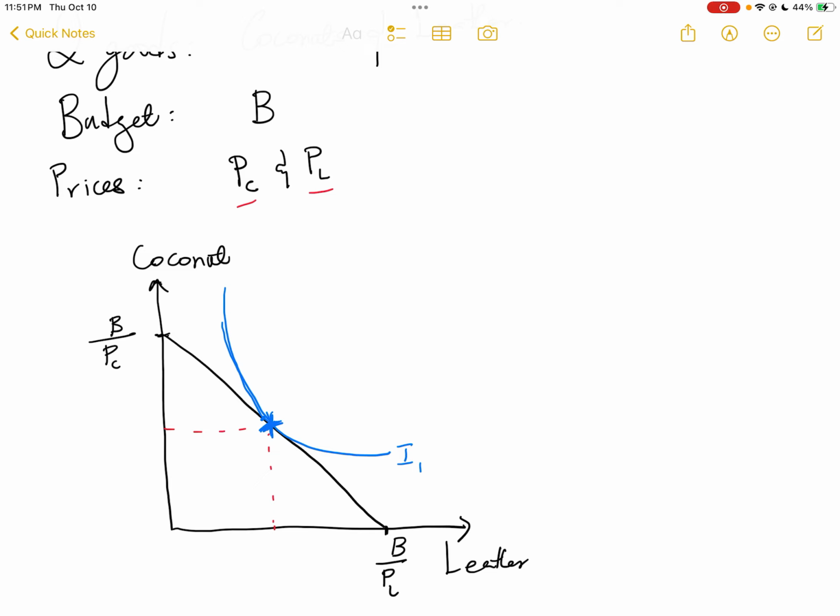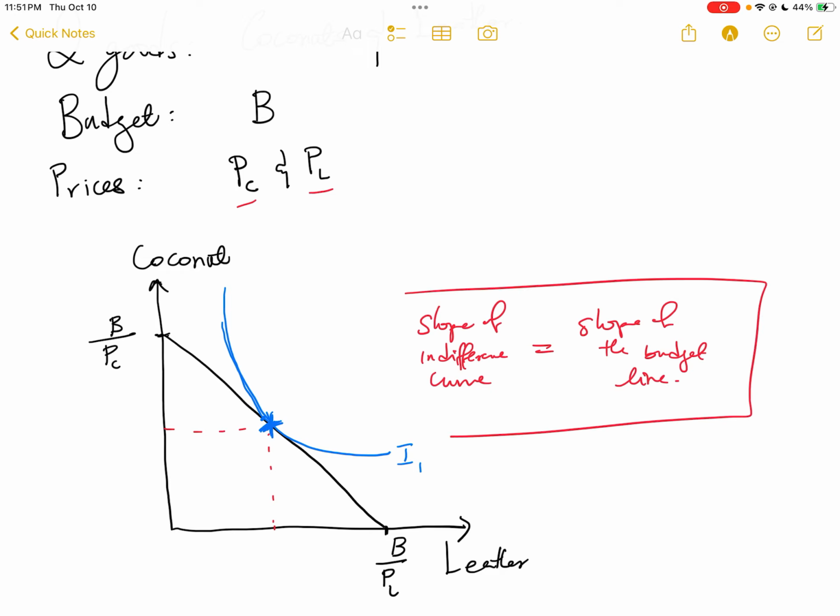Right here, the slope of the indifference curve is equal to the slope of the budget line. At tangency, the slope of the indifference curve is equal to the slope of the budget line.